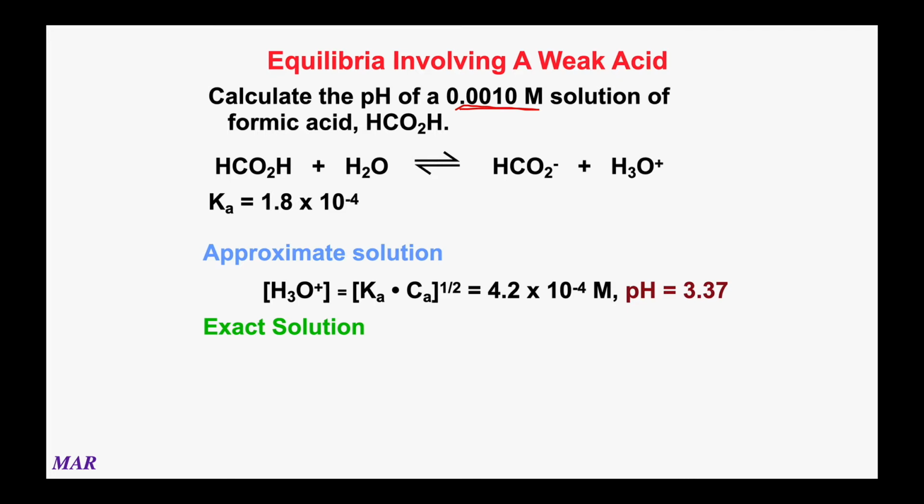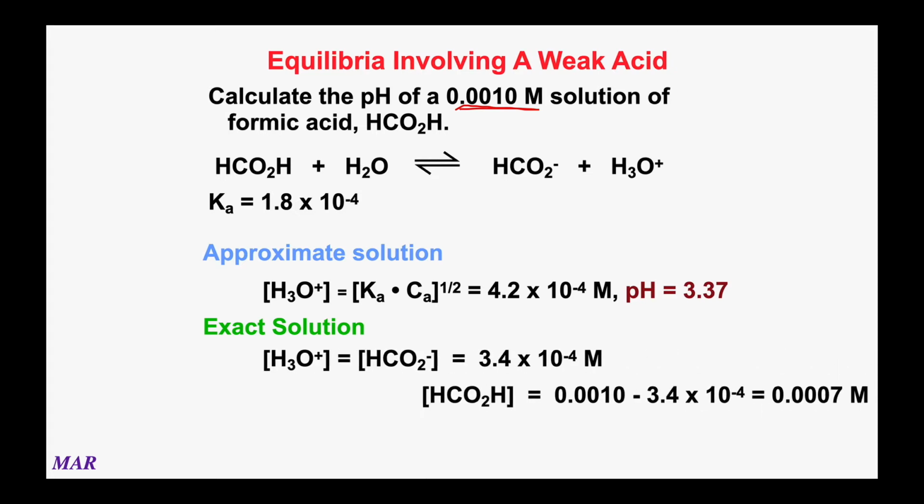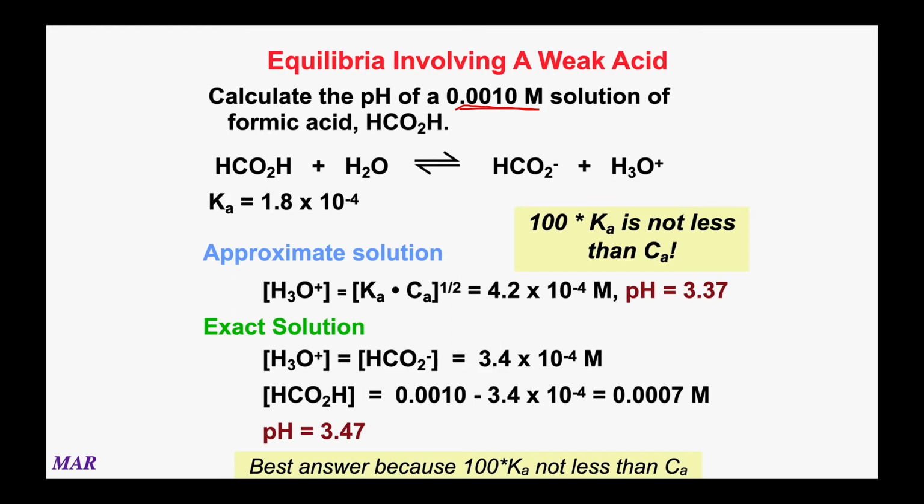If you do the exact solution, where you'd have 0.0010 minus x in the denominator, x squared on the top, and all of that equal to Ka, you can solve for hydronium that way, and you're going to get different numbers. You're going to get 3.47. You should not use the approximate solution here because, again, 100 times Ka is not less than Ca. The better solution by far here would be to use the 3.47. It's more work, but that's what you want to do here in order to get the correct value. So again, in this problem, the exact solution is better.